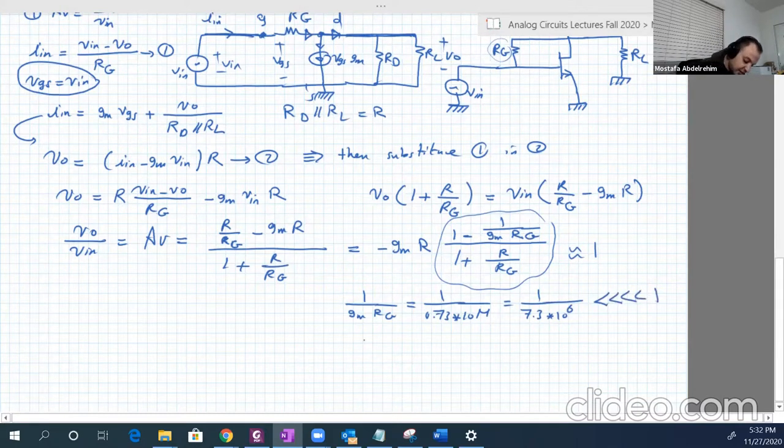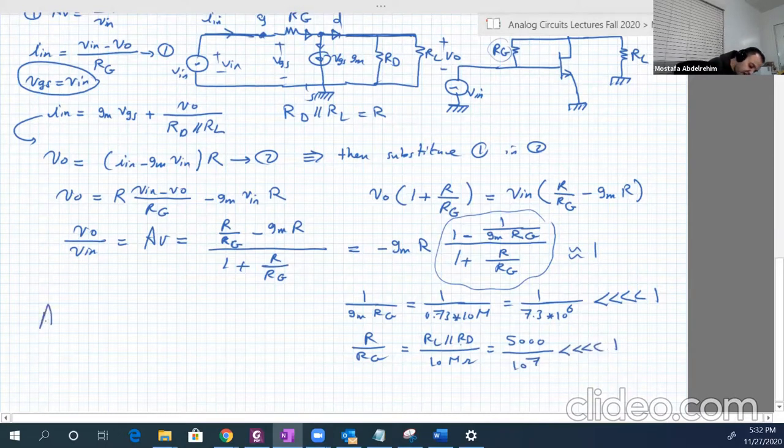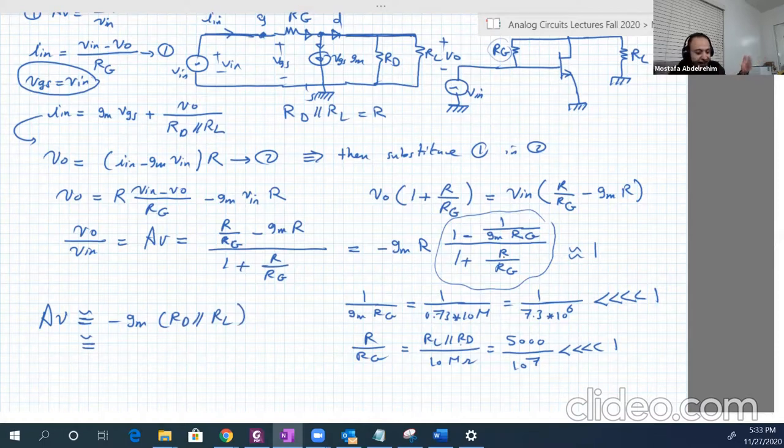Okay, and R over RG, remember R is RL parallel RD, RG is 10 mega ohm, RL is 10 kilo and RD is 10 kilo, so the combination is 5 kilo, and this is 10 to the power 7, so this is again much less than 1. So AV is approximately equal to minus GM R, which is RD parallel RL. You can of course do it. It will be just 1 minus 0.000001, 1 out of a million, which is 1. It's 0.9999, and again for the denominator, it will be 1.00000. So it's just 1.